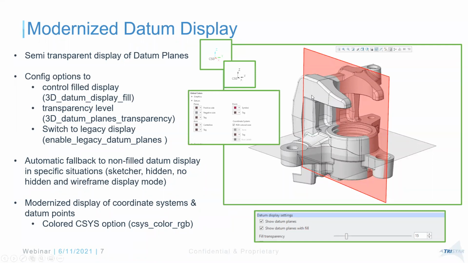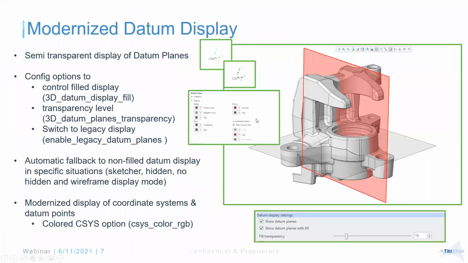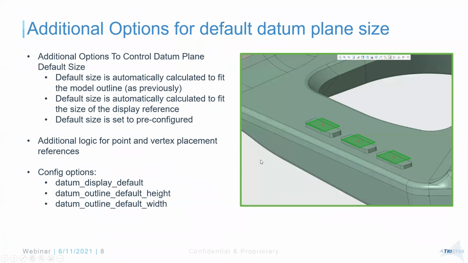And also they finally improved the coordinate system. If you remember the old one versus the new one, it's more using RGB, the color axes, so you can select it better. It was always a little bit difficult for new users. You have to hover over the name to get it. So those things are improved, including datum point display, right? So those are some improvements on the display side.